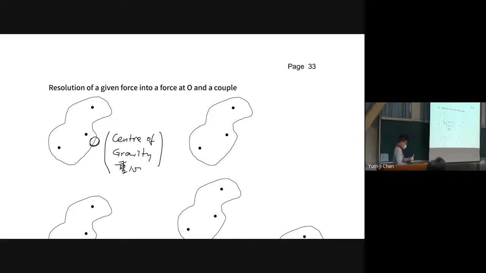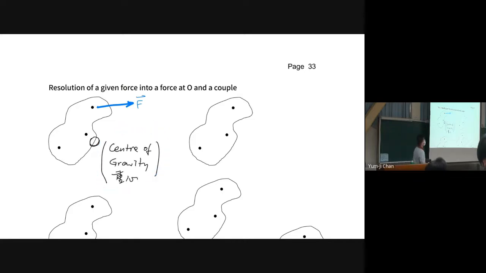Now, we have only one force acting to the right, F. We have one force to the right, F, acting on point A, and of course, this is its line of action. Let's say we have one force F acting on A, and the center of gravity of the rigid body is located at O.